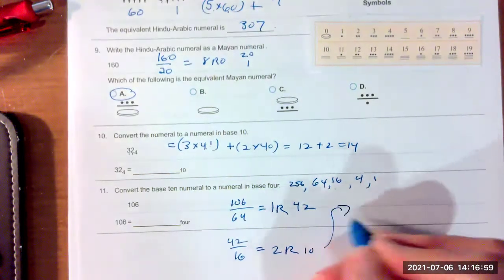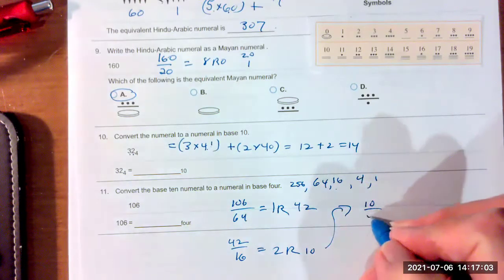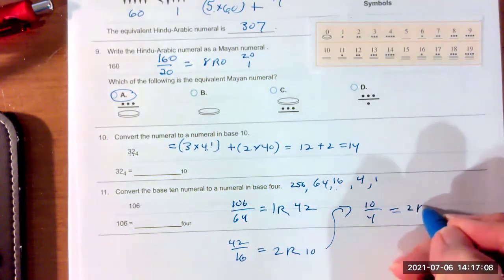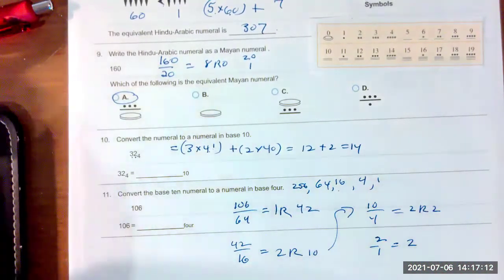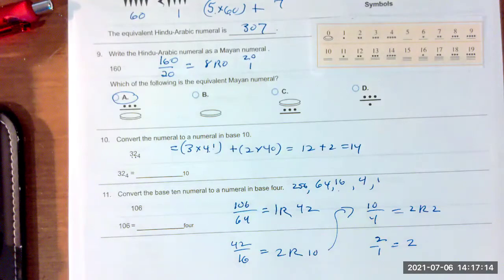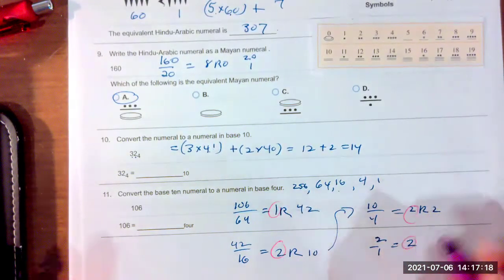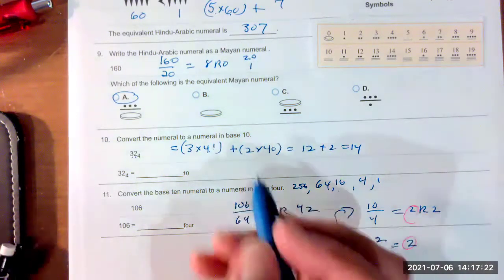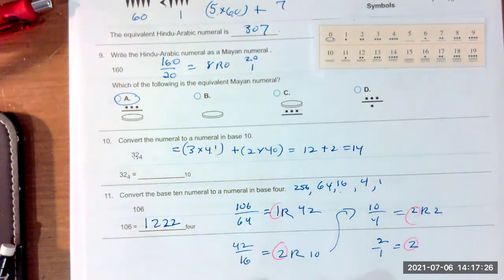Okay, and then I'm going to bring this up here. I'm going to drop down to my next positional value, which is the 4. So 4 goes into 10. I can do that in my head. That goes in 2 times with a remainder of 2, and then 2 over 1 gives me 2. So what I get is 1, 2, 2, 2. So my answer here is, let me get back to my blue pen, 1, 2, 2, 2 in base 4.